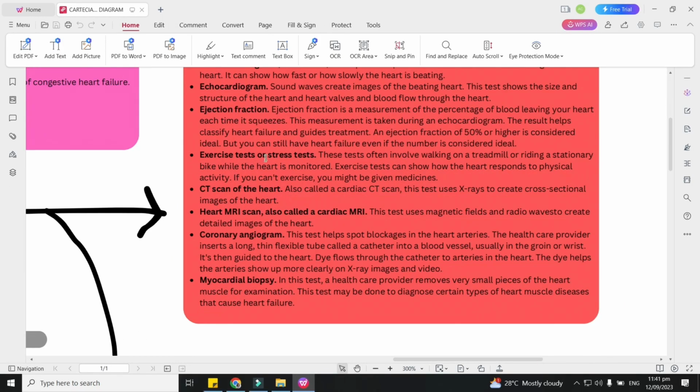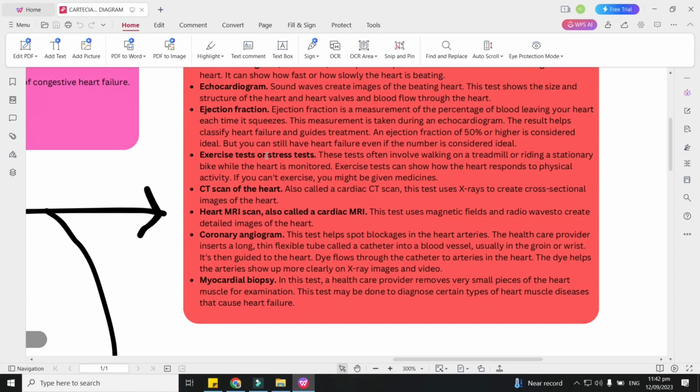Of course, we have the exercise test or stress test. It involves walking on a treadmill, and then the heart is monitored as you exercise. So it shows how the heart responds to physical activity, right? If you can't exercise, you might be given medicines so that you can see how the heart works when it is stressed. CT scan, of course, this uses x-rays to create cross-sectional images of the heart. It can clearly show if the heart is enlarged, or if there is hypertrophy of the heart and the valves.